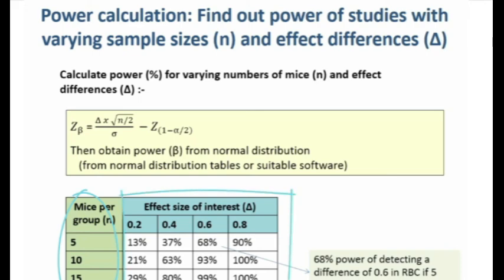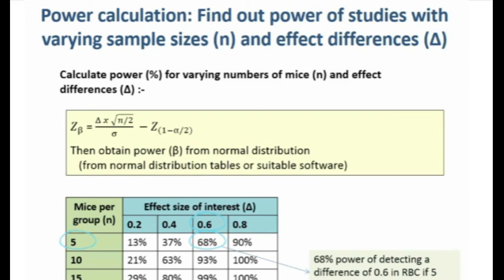Now let's get our hands dirty with some calculations. To determine the required sample size for our mice experiment, we need to consider the desired level of power, the significance level, alpha, and the expected effect size. The formula for calculating sample size is a bit complex, but trust me, it's not rocket science. We can use statistical software or online calculators to do the heavy lifting for us.